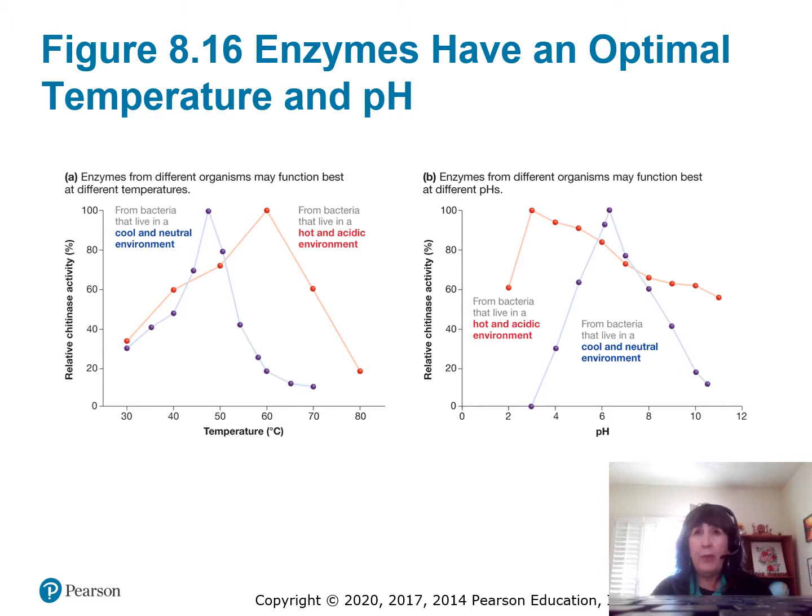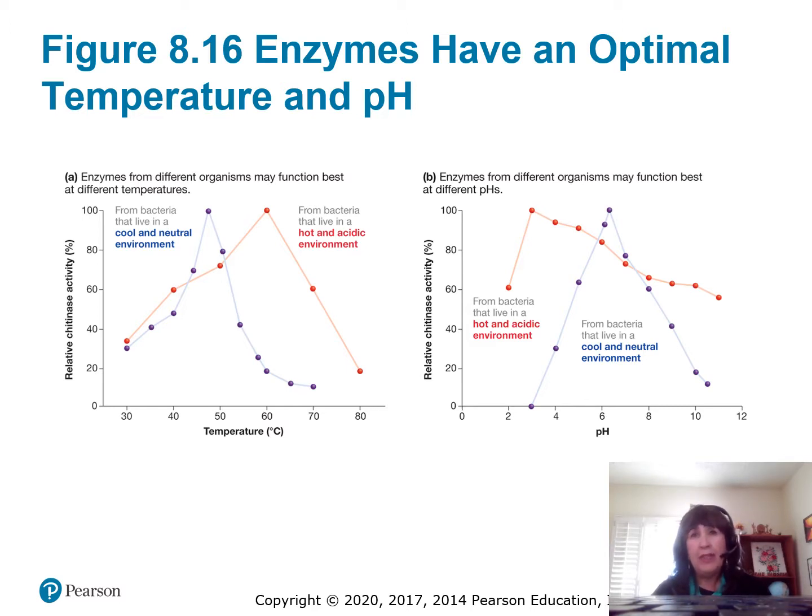The same thing for pH. If it's in a neutral environment, then notice the blue line, it peaks near pH, maybe it's in between 6 and 7. But for the bacteria that's from a hot and acidic environment, notice that the optimum reaction or activity for an enzyme is maybe like a pH 3. So it depends on where you harvest the enzymes.